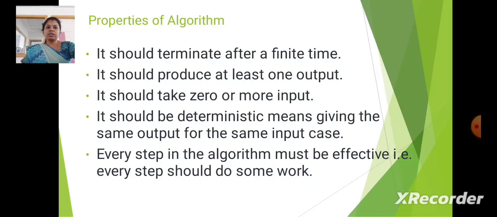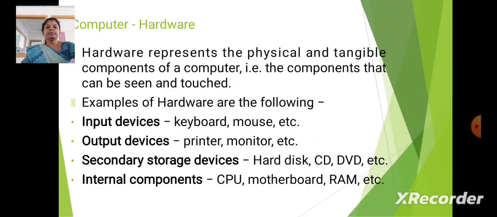The properties of an algorithm: it should terminate after a finite time because countable steps should be there. It should produce at least one output. It should take zero or more inputs. It should be deterministic, meaning it gives the same output for the same input case. Every step in the algorithm must be effective.